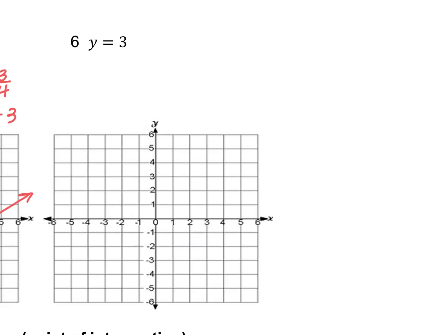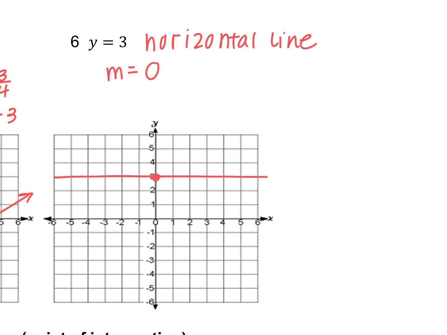Okay, what about number 6? Is number 6 a vertical line or a horizontal line? Horizontal. Once again, you need to know that. You need to know when x equals a number, it's a vertical line. When y equals a number, it's a horizontal line. Like instantly, you need to know that, okay? What is the slope of a horizontal line? 0. Okay, you also need to know that, okay? So that means I'm going to go up to 3 on the y-axis and then draw a horizontal line through it.